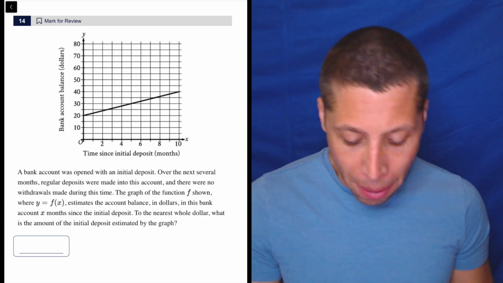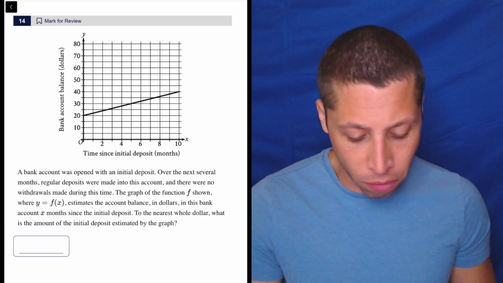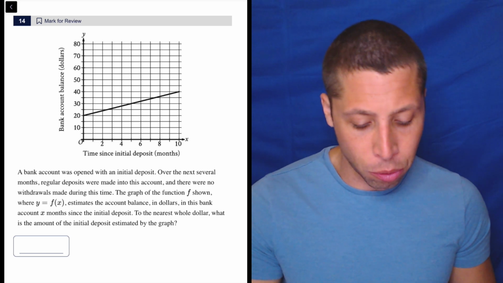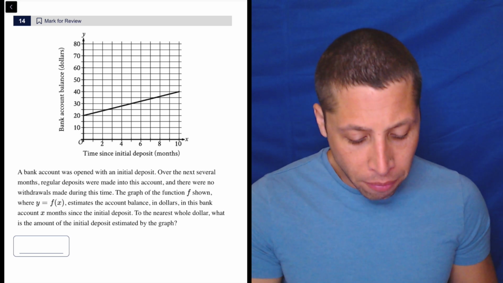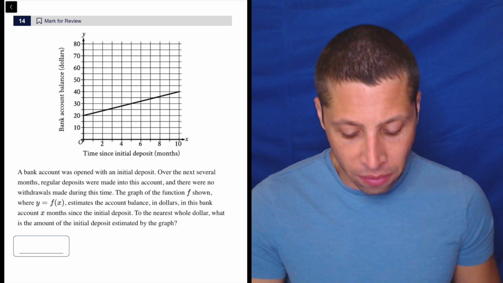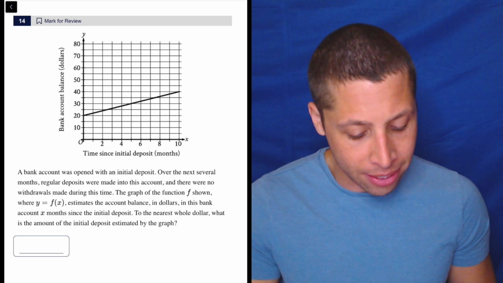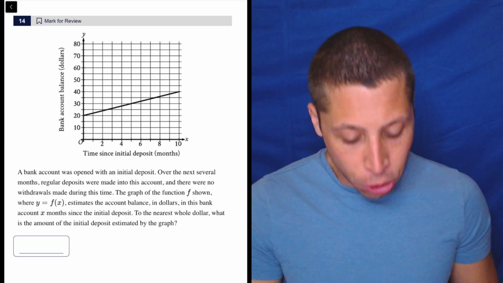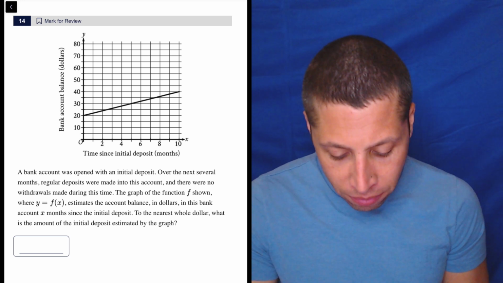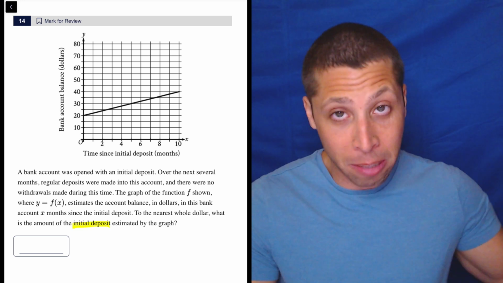A bank account was opened with an initial deposit. Over the next several months, regular deposits were made into this account, and there were no withdrawals made during this time. The graph of the function f shown, where y equals f of x, estimates the account balance in dollars in this bank account x months since the initial deposit. To the nearest whole dollar, what is the amount of the initial deposit estimated by the graph?